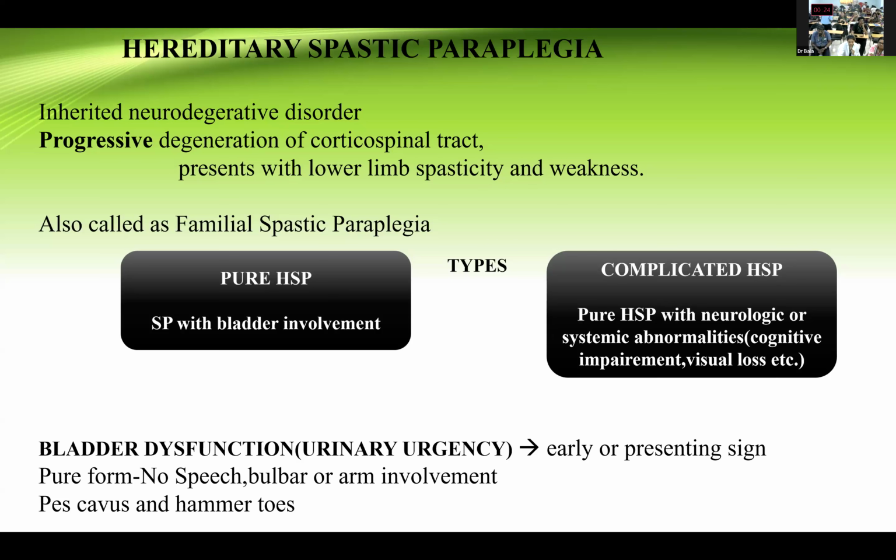So the most important early or presenting sign is bladder dysfunction, that is, urinary urgency. In the pure form of HSP, there will be no speech or upper limb involvement, and pes cavus and hammer toes can be seen.